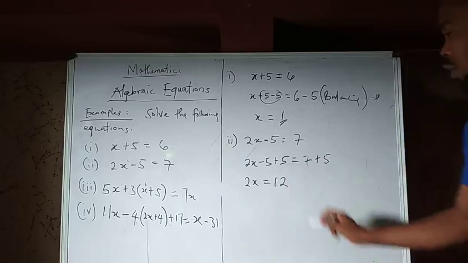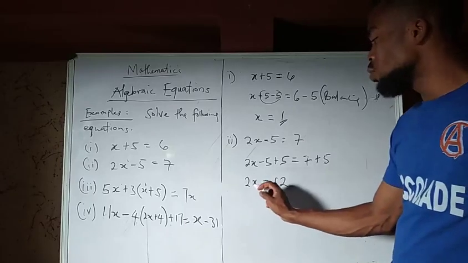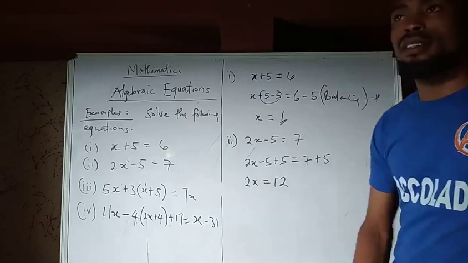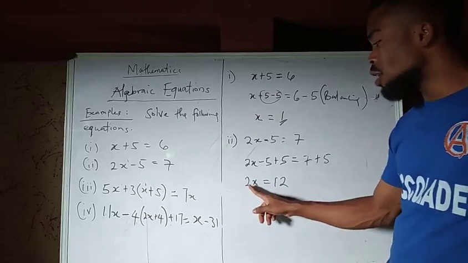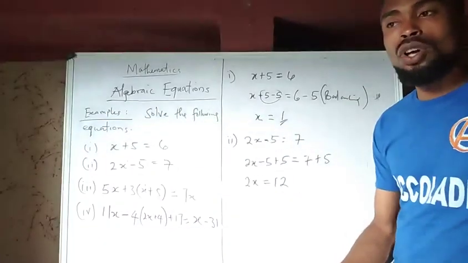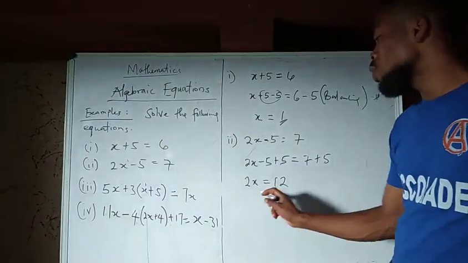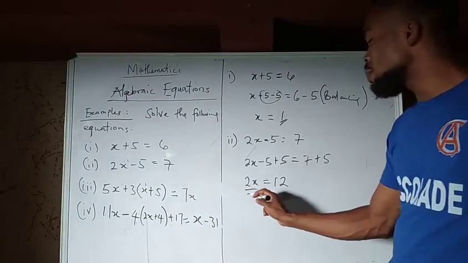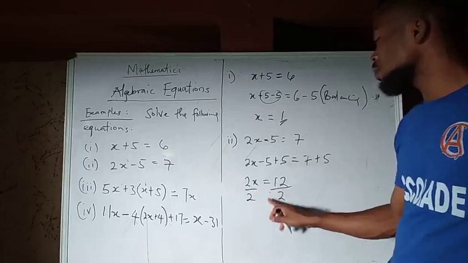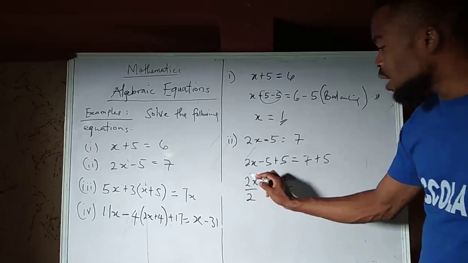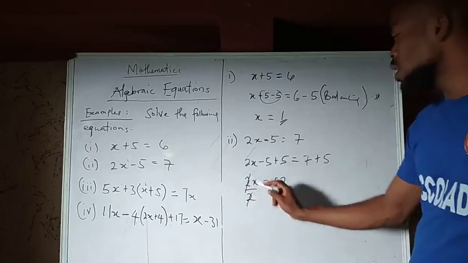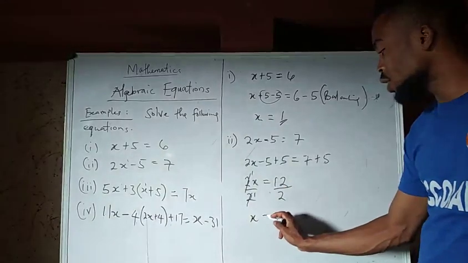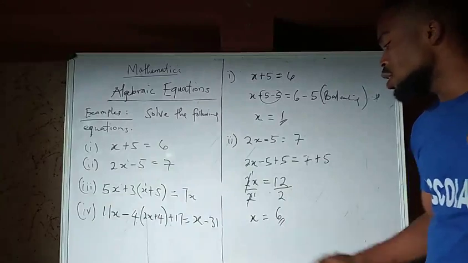12. So with this now, what do we further do to remove the 2 here in order for us to get x? Remember, our target is to get x. Since 2 is connected to x by multiplication, we do the opposite of multiplication. And what's that? The inverse of multiplication, which is division. So we divide here by 2 and divide here by 2. When we divide both sides by 2, 2 divided by 2 is 1, 2 divided by 2 is 1. So you're left with x equals 12 divided by 2, which is 6. So your answer is 6.